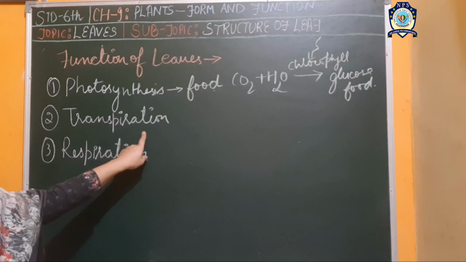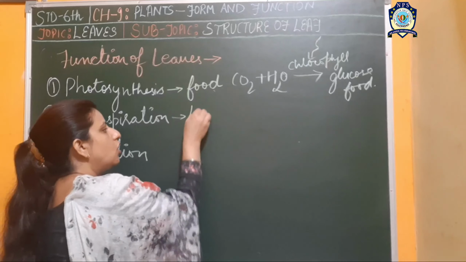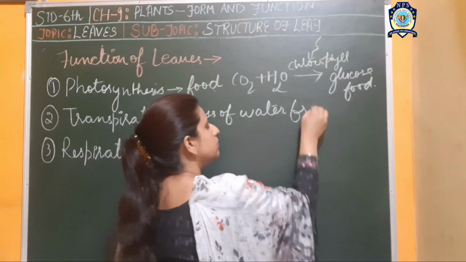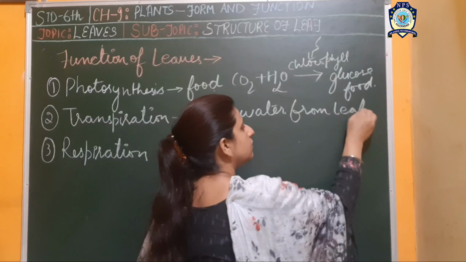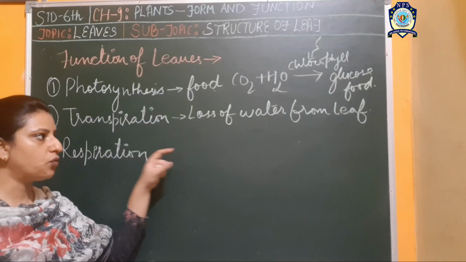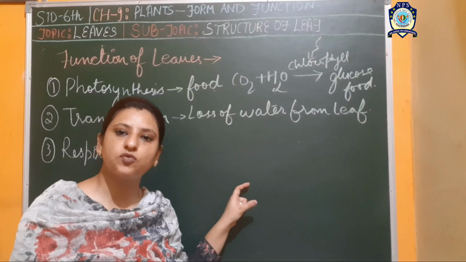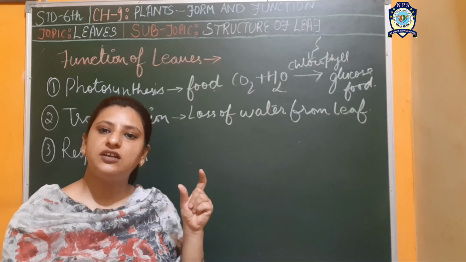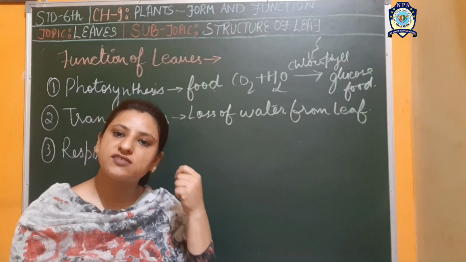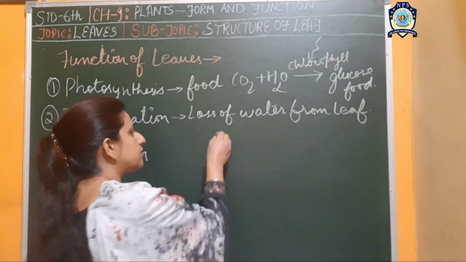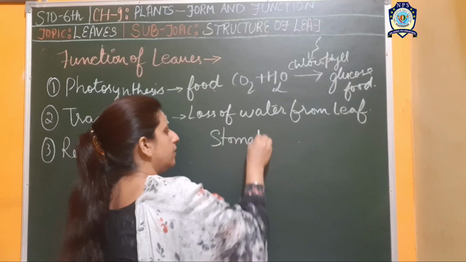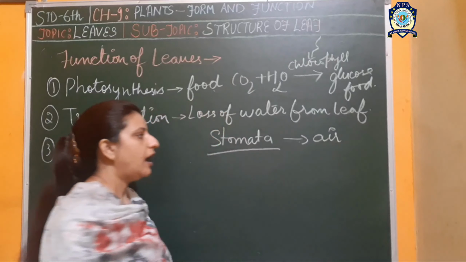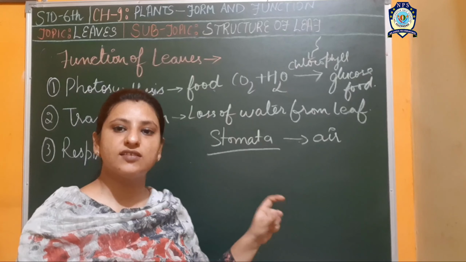The second is transpiration. Transpiration means loss of water from leaves. Under what condition does the loss of water take place from the leaf? During transpiration, the plant tries to remove extra water through the stomata into the air. And mainly this transpiration takes place in the summer.